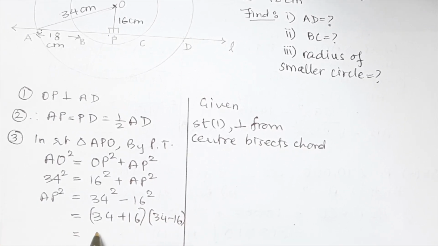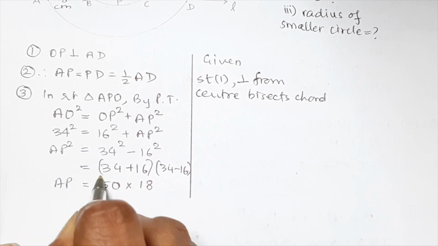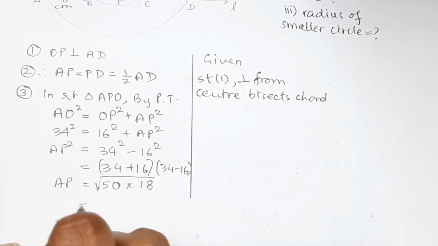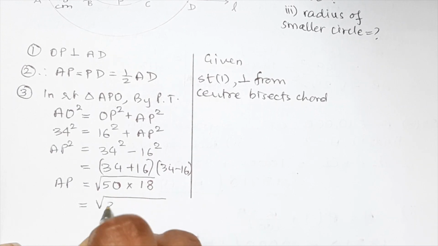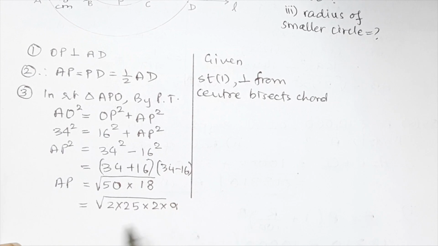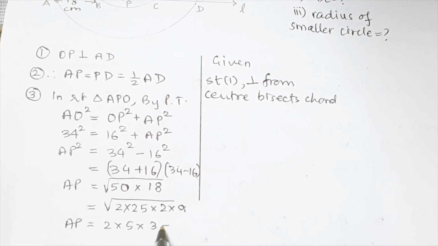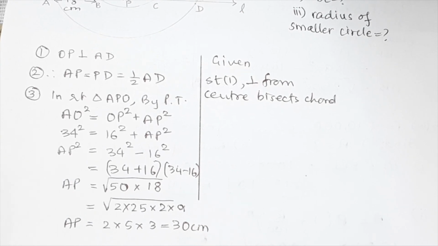This gives me 50 multiplied by here it will be 18. So my AP will be under root that. So this will be under root 2 into 25 into 2 into 9. That will give me 2 into 5 into 3 as the value of AP. AP will be therefore 30 centimeter.